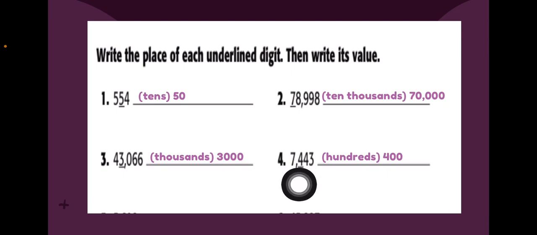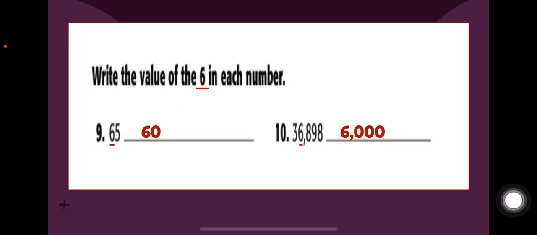Now the last one here, 7,443. Can you see the 4 here? It will be here in hundreds. So it will be 400 with 2 zeros. Excellent. So let's do the last ones.